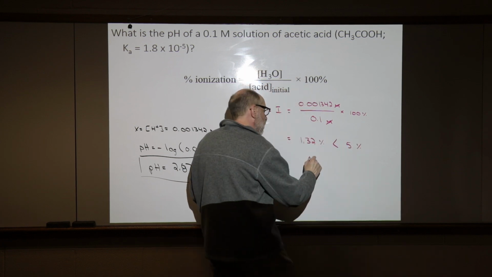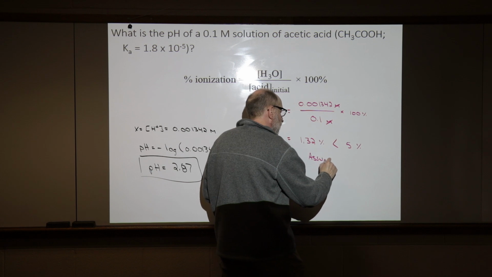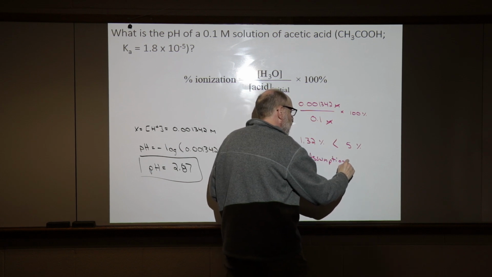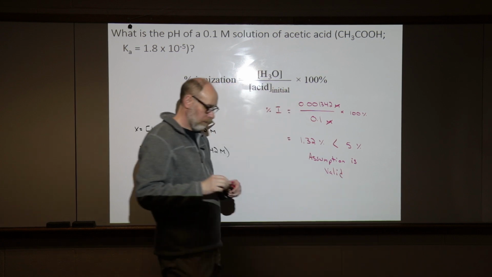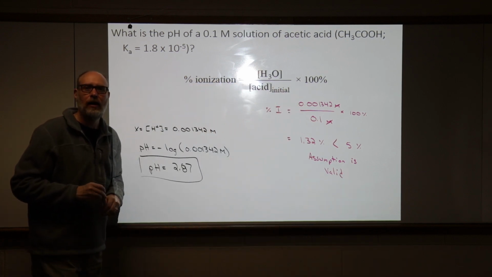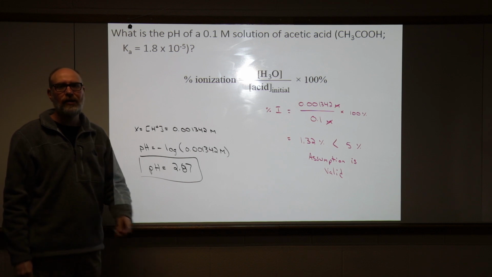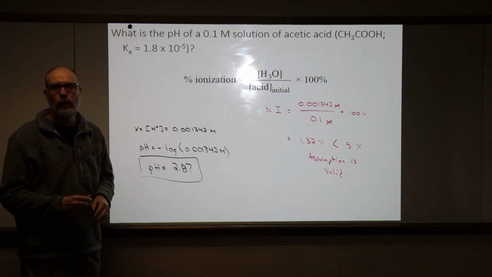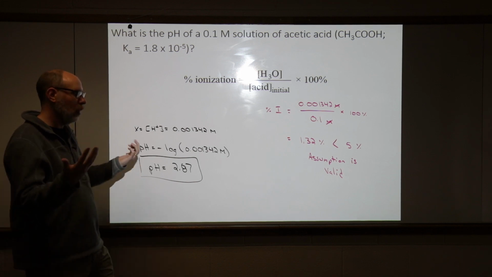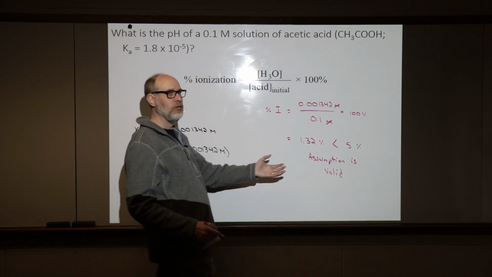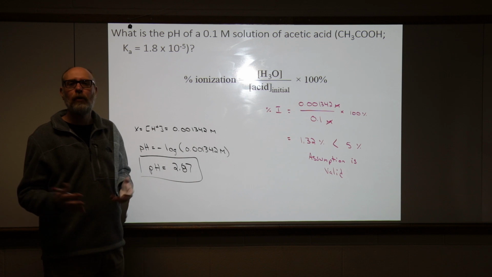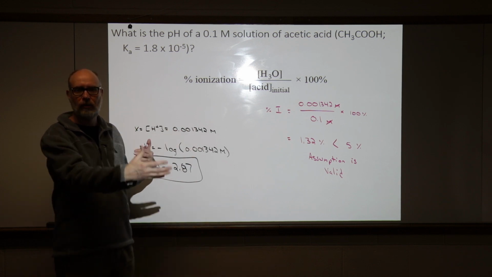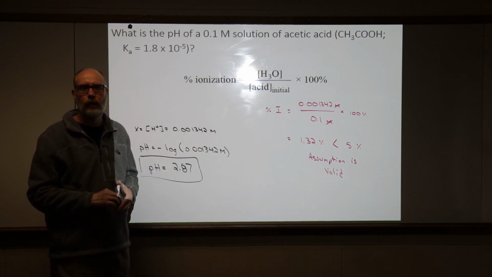So then we would say the assumption is valid. And if the assumption is valid, then we just leave it as it is. We have solved the problem the way we have. If the assumption was not valid, I would want you to put down a statement to say the appropriate way would be to go through and solve the expression using the quadratic formula.